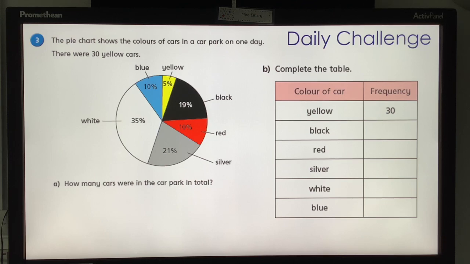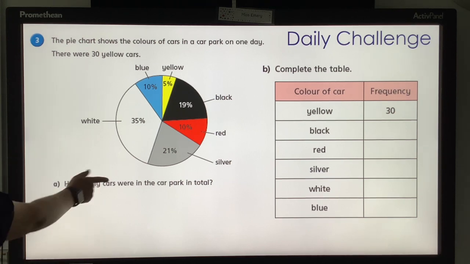Instead of giving you the overall numbers of cars in that car park, it has given you 5%. Now, if you know what 5% of the number is, which is 30, then think about, can you use that to find 10%? And if you know 10%, are you able to find 100%? Once you've found your 100%, you'll know how many cars there were in the car park. You'll then be able to use that information and your bubble information to work out black, red, silver, white and blue. Maybe add them all up at the end and check you have got the right number. Pause the video, have a go, and I'll go through the answers in a second.